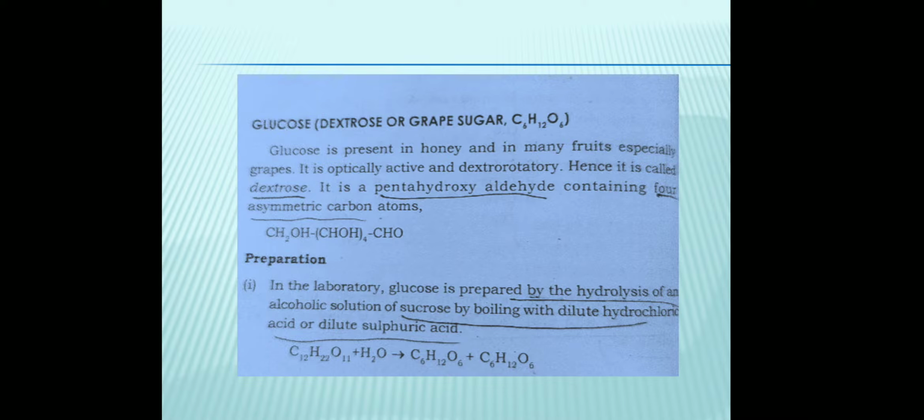In the laboratory preparation, glucose is prepared by hydrolysis of an alcoholic solution of sucrose by boiling with dilute HCl or dilute sulfuric acid. Sucrose on hydrolysis gives 2 molecules of C6H12O6. They are glucose and fructose. The solubility of glucose is much less than that of fructose. Hence, the resulting solution on cooling will give glucose, which crystallizes out.